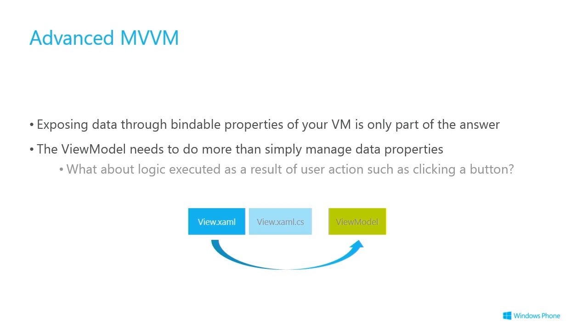Advanced MVVM. Just binding to properties is actually not quite enough for a lot of people. The view model needs to do more than simply manage data properties. It's got to actually handle actions as well. So when the user interacts with the UI and clicks a button or that sort of thing, any logic must not be in our view. So that also needs to be executed out onto the view model.